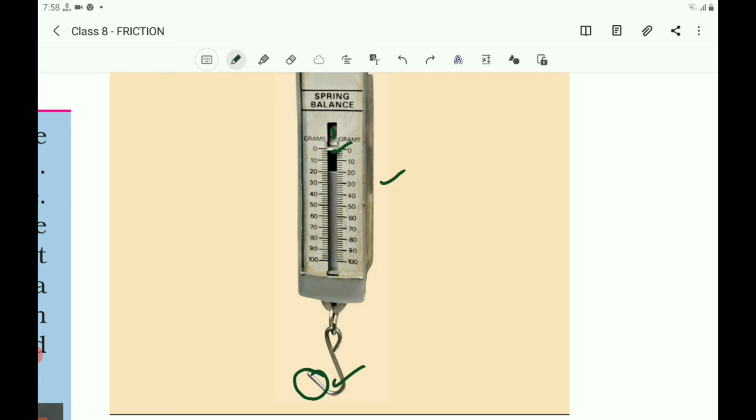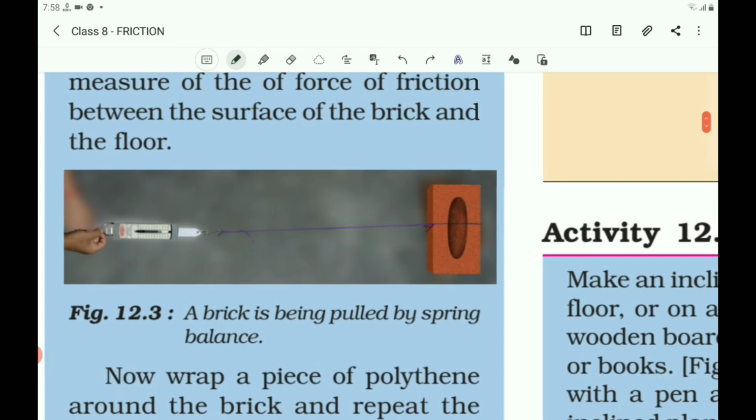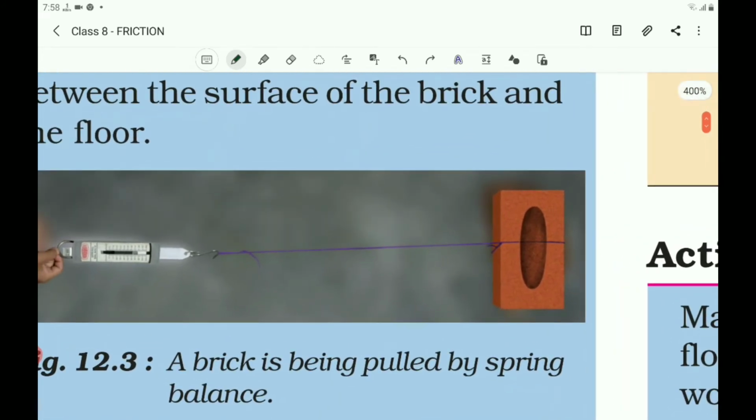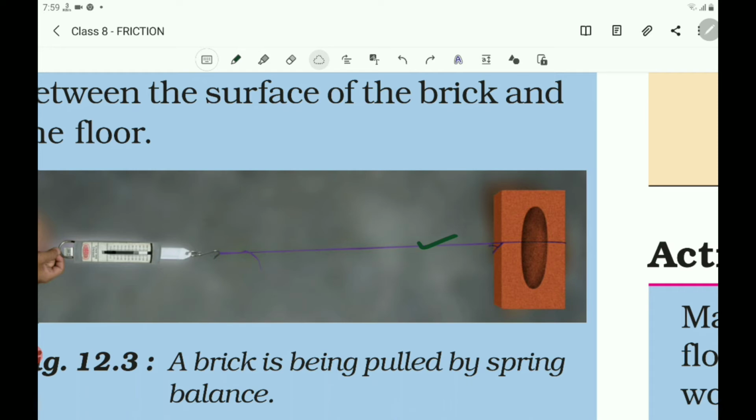Now, let us perform one activity. Take a string around a brick. Pull the brick by a spring balance. Here there is a spring balance, and connect the brick and the spring balance by the string, and pull the brick by a spring balance.